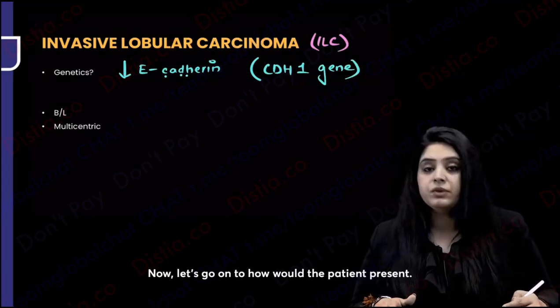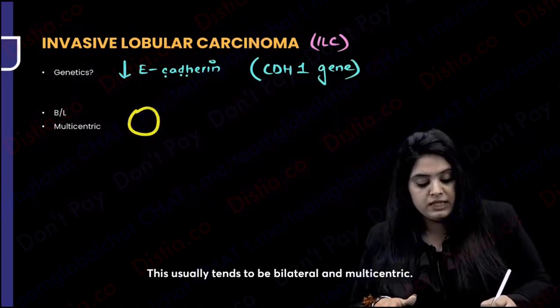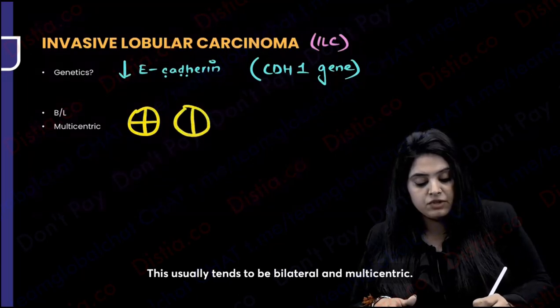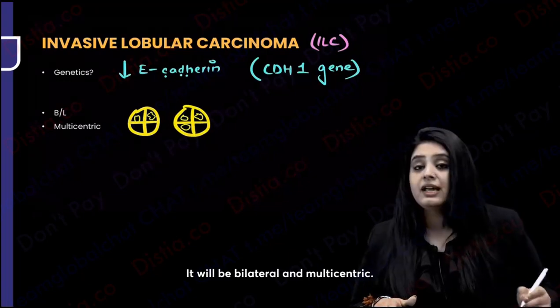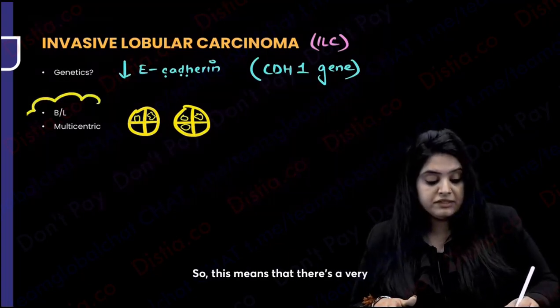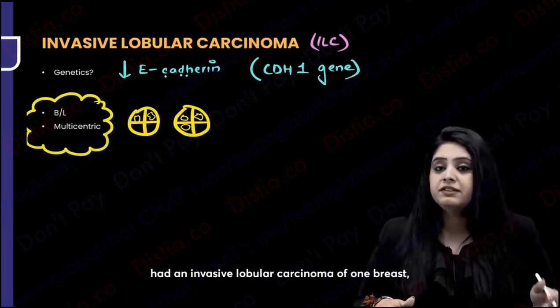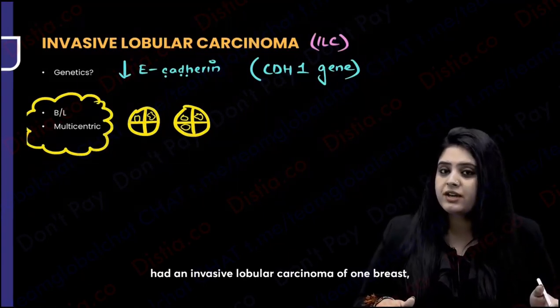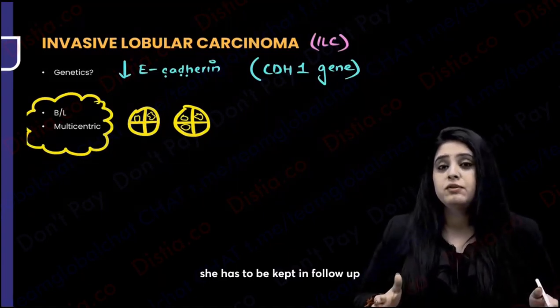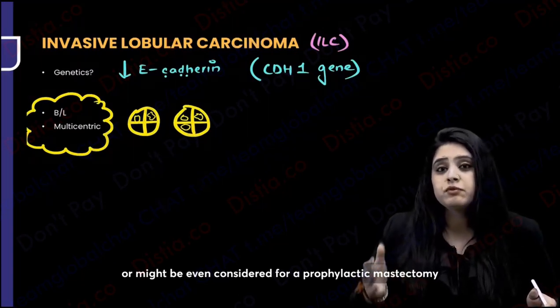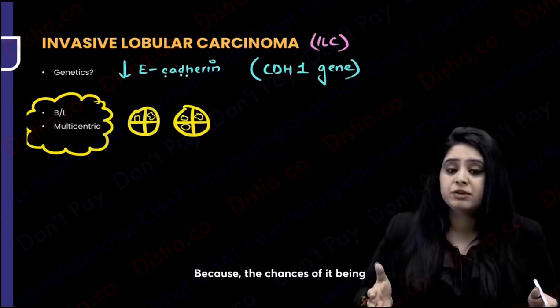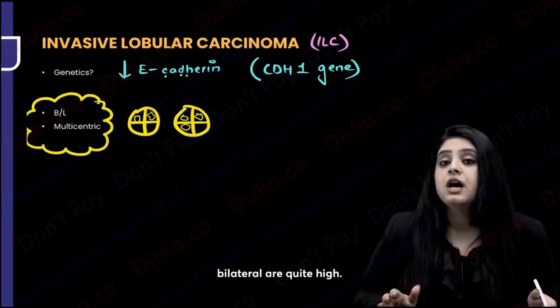Now let's go on to how the patient would present. This usually tends to be bilateral and multicentric. It will be bilateral and multicentric. So this means that there's a very high chance that if the female has had an invasive lobular carcinoma of one breast, she has to be kept in follow-up or might even be considered for a prophylactic mastectomy of the other side, because the chances of it being bilateral are quite high.